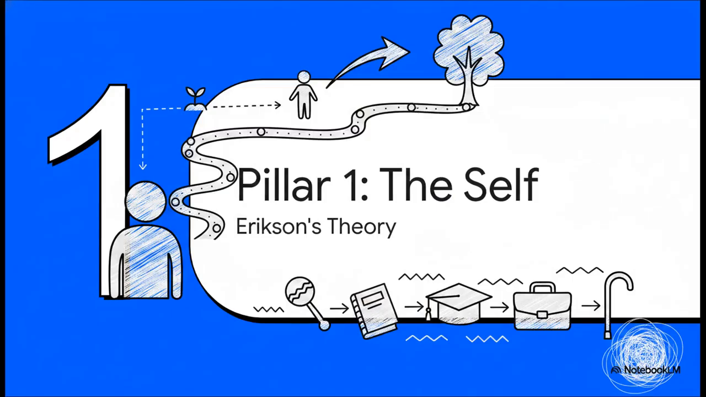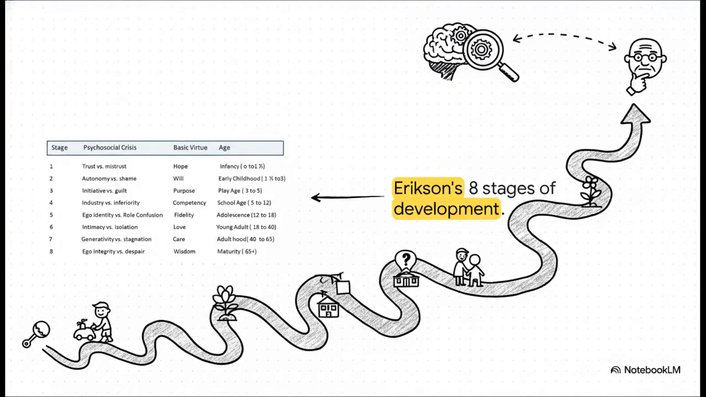So first up is Pillar 1, the self, exploring Erikson's theory of psychosocial development. Erik Erikson came up with this really massive, comprehensive 8-stage framework for our lives. His core belief was that at every single phase, we face a brand new psychological crisis or challenge. And how we handle that specific hurdle completely dictates our personal growth. This starts from basic trust versus mistrust when we're helpless infants and goes all the way to ego integrity versus despair in our final mature years.